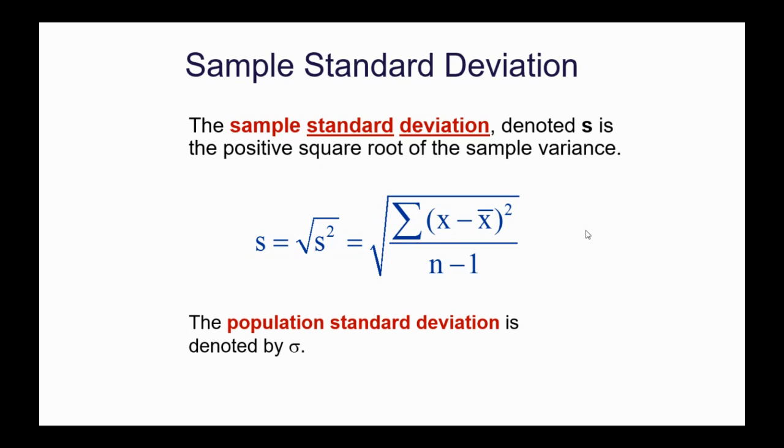Okay, so the population standard deviation is denoted by just sigma. We said the variance was sigma squared, so it only makes sense that the standard deviation is sigma, the square root of sigma squared.